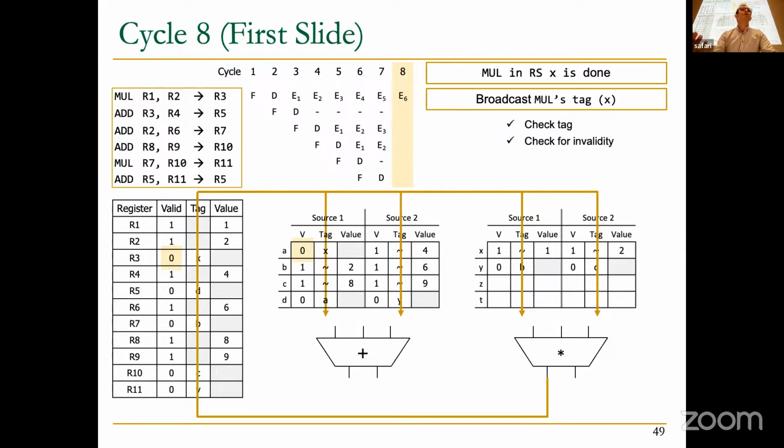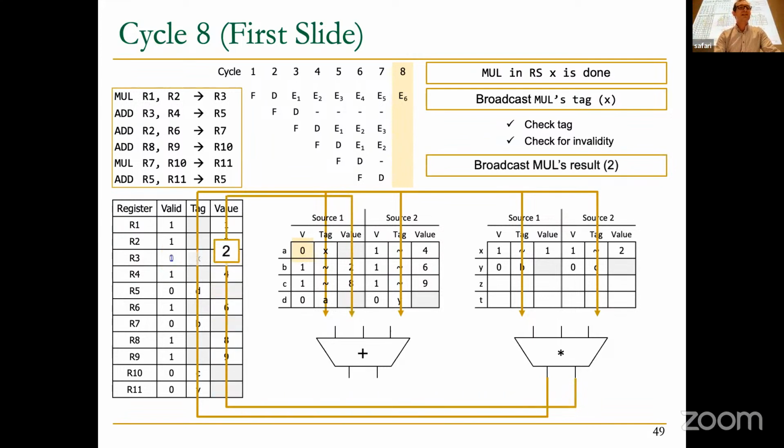Now, the value also broadcasts concurrently. This happens concurrently, actually, but I'm showing it serially because we have bandwidth problems, let's say, or animation problems. So we broadcast the multiply's result, and anybody who was waiting for X captures the value too. Okay? So basically, that's how we communicated the value.